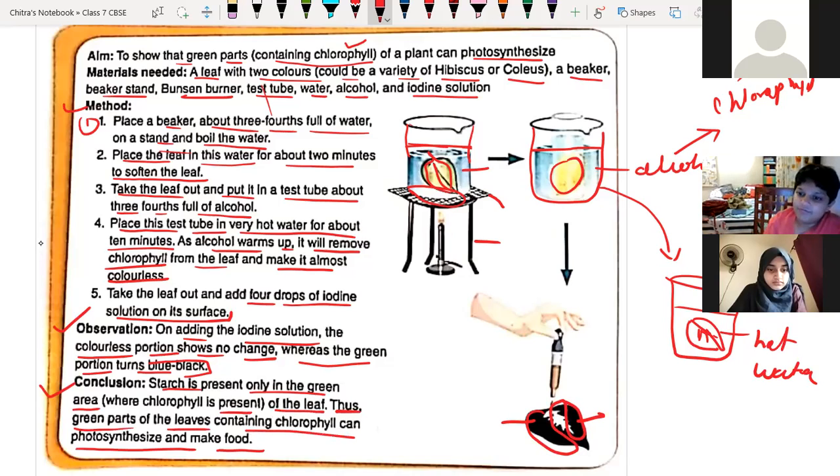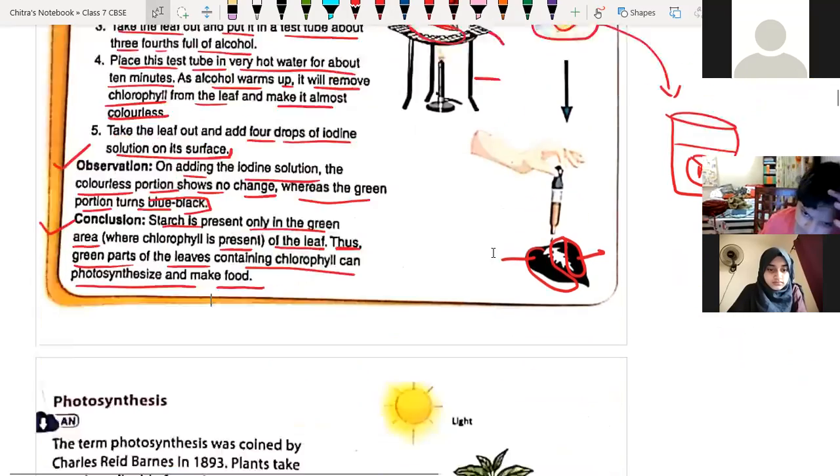So by this activity we understood that the green part of the leaf becomes black in color, and that black color is due to the presence of a carbohydrate called starch. So it shows that the green part of the plant contains chlorophyll, which performs photosynthesis, and in photosynthesis glucose is formed. So this is the conclusion of the experiment.